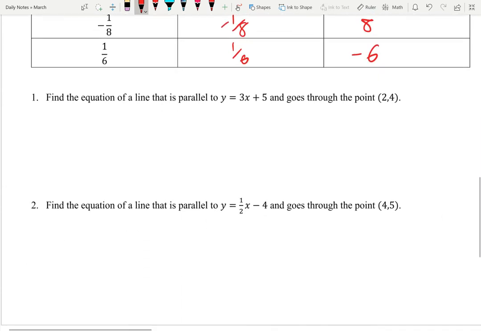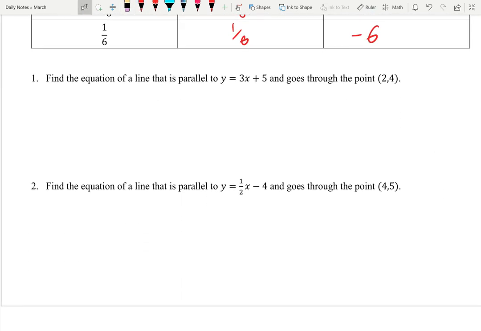So now let's get to the equation parts of it. Find the equation of a line that's parallel to y equals 3x plus 5 and goes through the point (2, 4). So we're writing a new equation of a line that's parallel to this one. Now, what we first need to identify is what the slope of our line is going to be. The slope of the current line is 3, and parallel means same slope. So our new line is going to also have a slope of 3.